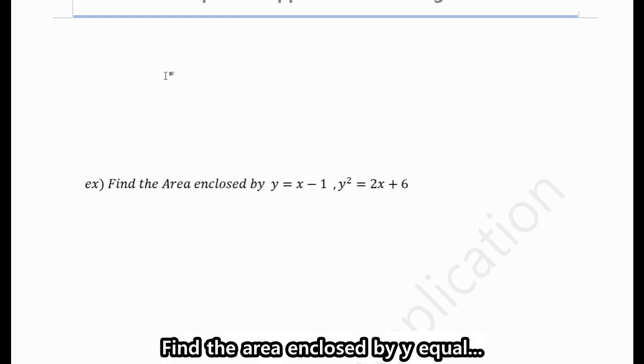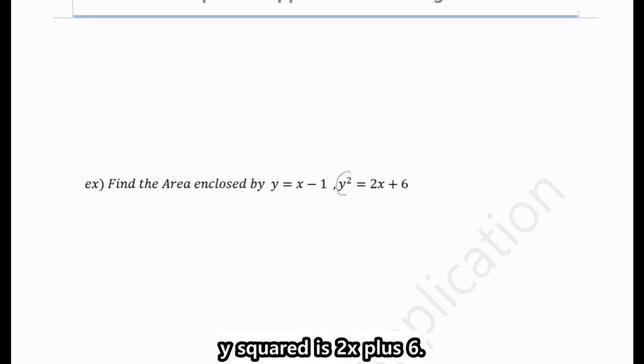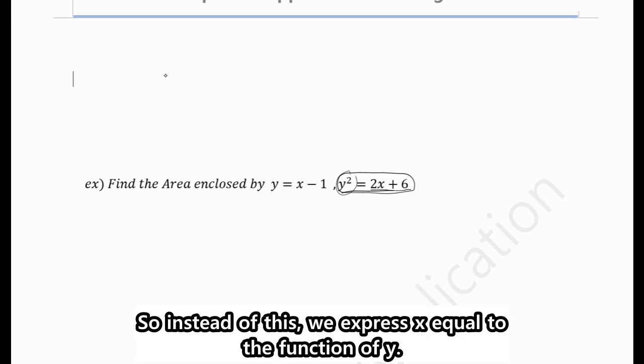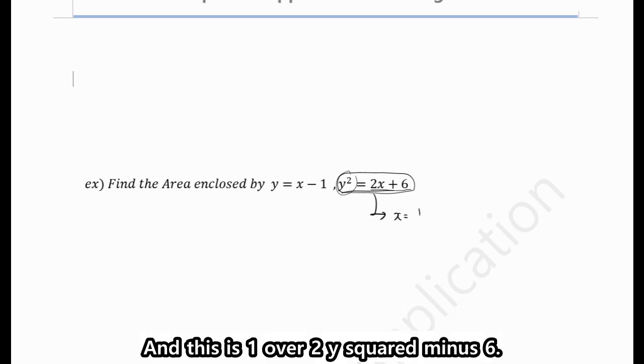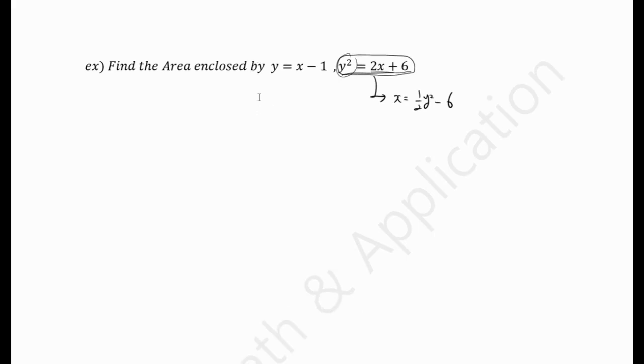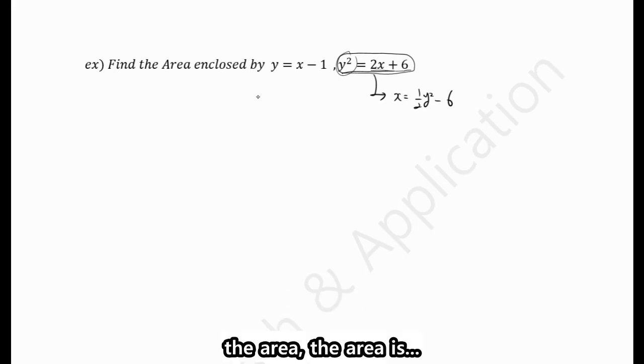So I will take an example. Find the area enclosed by y equals x minus 1 and y squared equals 2x plus 6. In the second curve, it is very hard to express y as a function of x. So instead of this, we express x as a function of y, and this is 1 over 2 y squared minus 3. So the area is this.